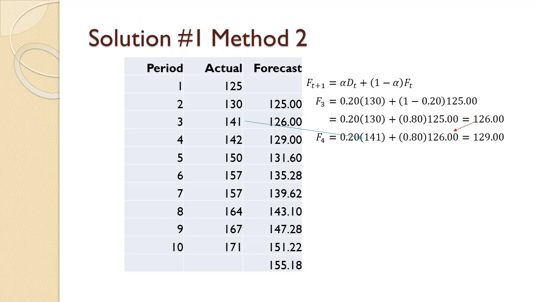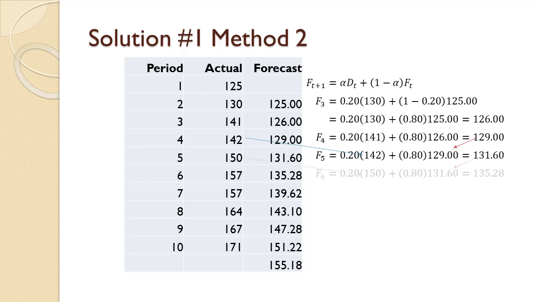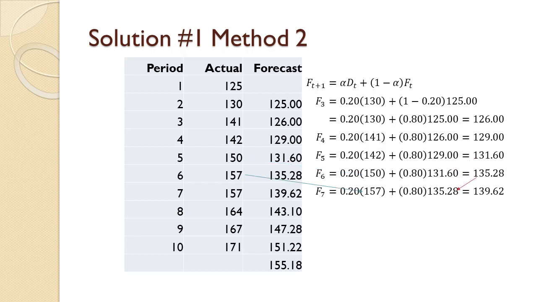For period 4, F4 equals the alpha value of 0.20 times the demand last period of 141 plus 0.80 times the forecast last period of 126. This all equals 129.00. For period 5, F5 equals 0.20 times 142 plus 0.80 times 129.00. This all equals 131.60. For period 6, F6 equals 0.20 times 150 plus 0.80 times 131.60. This all equals 135.28. For period 7, F7 equals 0.20 times 157 plus 0.80 times 135.28.